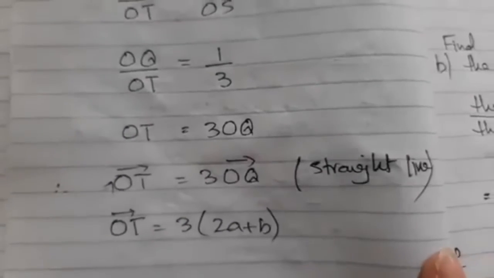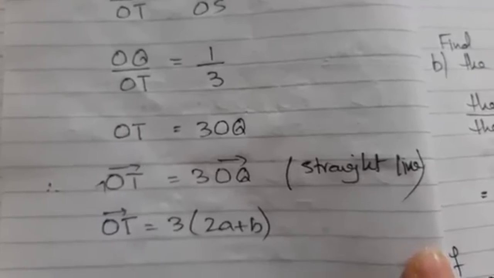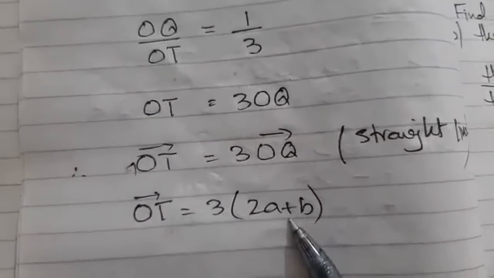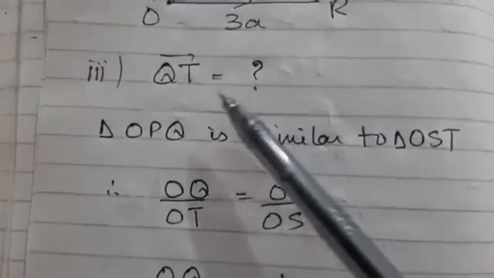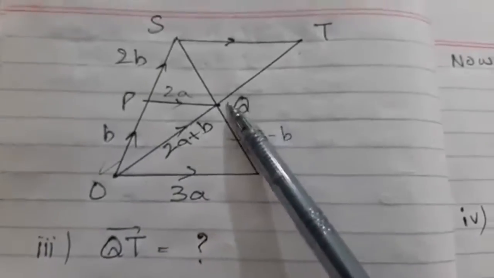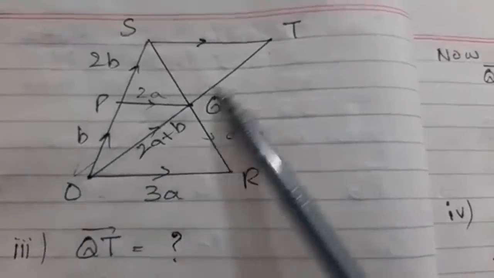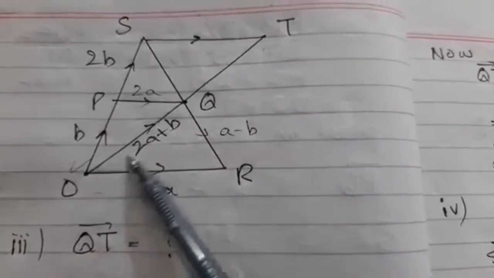Why? Because OTQ is on the straight line. So then you are substituting the vector OQ and hence you found OT, which is 6A plus 3B. Does it make sense? So now the last part, you will plug in the value, because the question was originally find out QT. So to find out QT, now I know OT and I already have OQ.